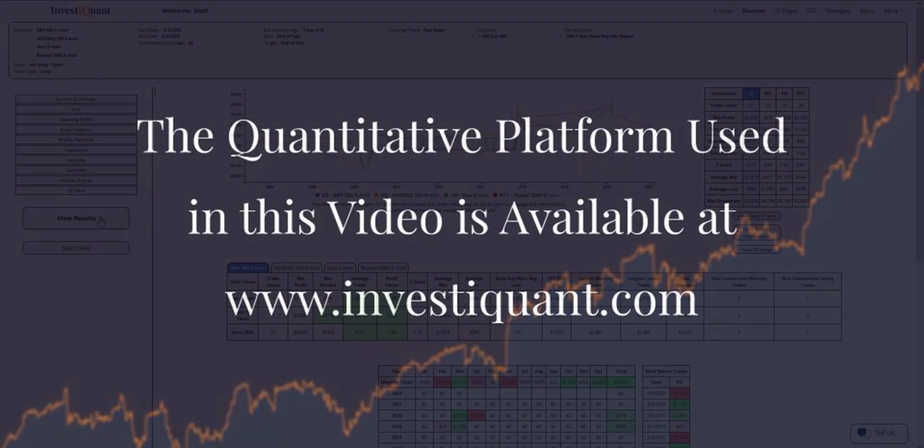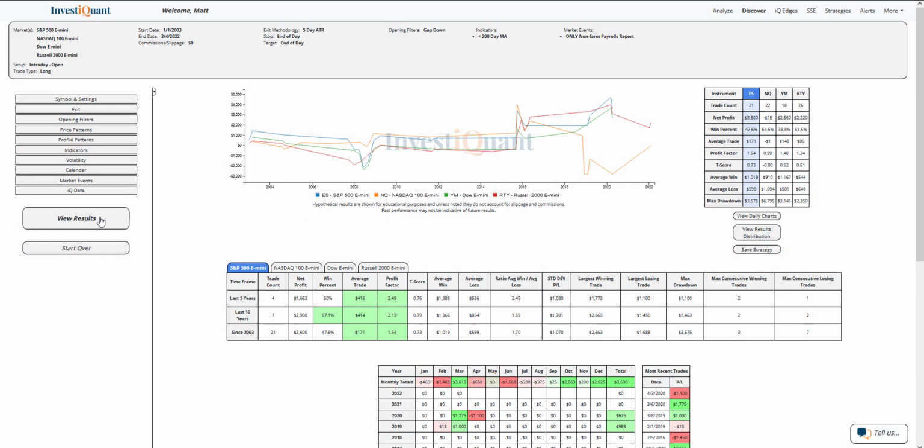All right, here we go. These are the results based upon entering the market long at 9:30 a.m. Eastern Time, exiting at 4:15 p.m. Eastern Time when it is NFP day and you are gapping down and below a 200-day simple moving average. Historically, just 21 samples here in the S&P, and that's dating back to 2003. We've got 22 in the NASDAQ, 18 in the Dow, 26 in the Russell.